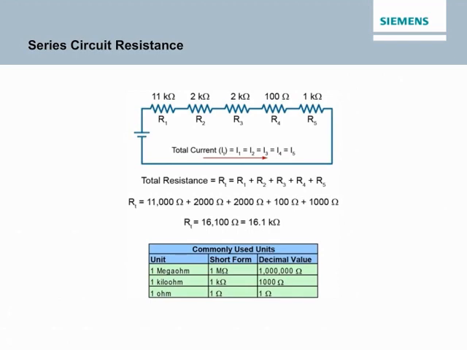Although the unit for resistance is the ohm, different metric unit prefixes, such as kilo or mega, are often used. Therefore, it's important to convert all resistance values to the same units before adding. For the circuit in the accompanying graphic, the total resistance found by adding the resistance of all 5 resistors is 16,100 ohms, which is equal to 16.1 k-ohms.